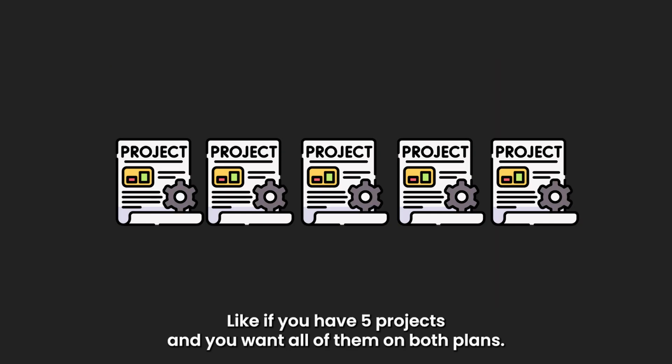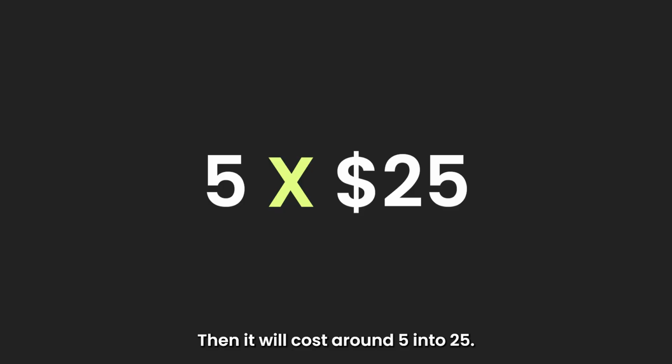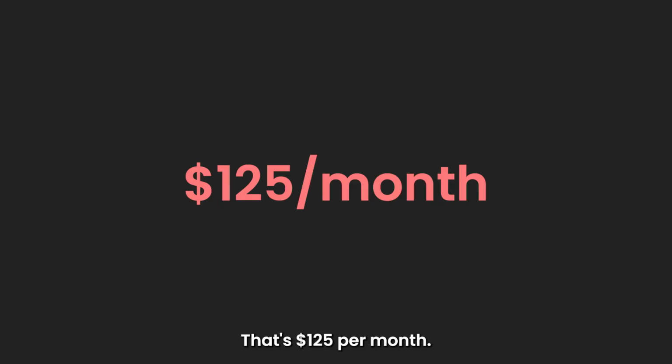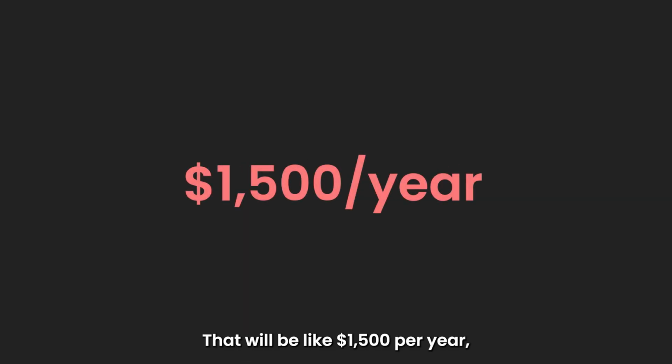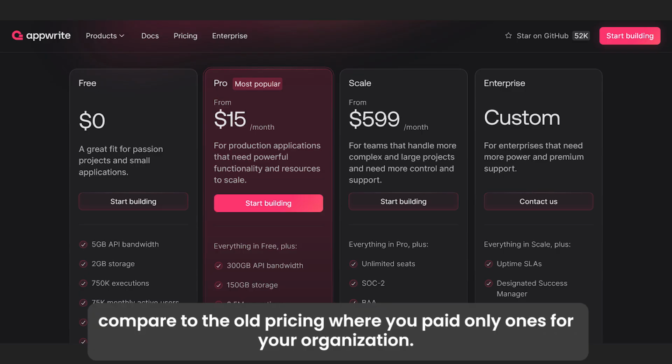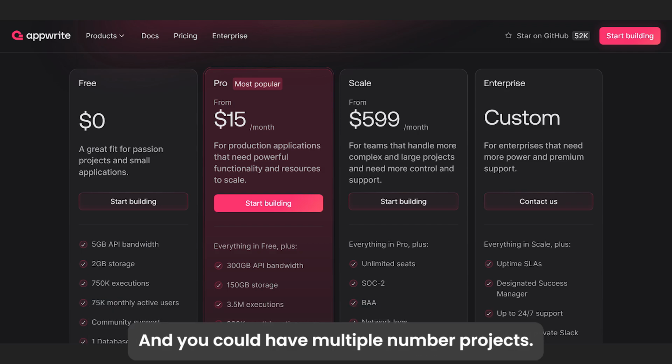If you have 5 projects and you want all of them on Pro plans, then it will cost around 5 times 25. That's $125 per month. And per year, it comes to $1,500 per year, compared to the old pricing model where you paid only once for your organization and you could have multiple projects.